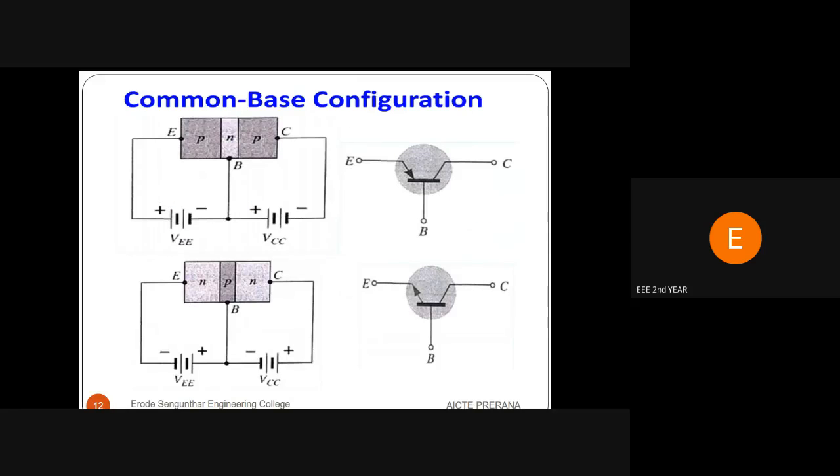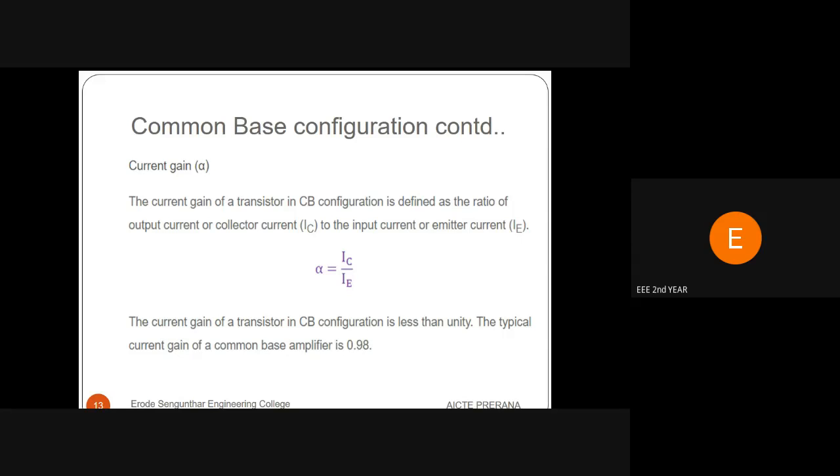The figure shows the schematic diagram of the PNP and NPN transistor common base configuration. From these two figures, the input is applied between the emitter and base, and the output is taken from the collector and base. The input current is the emitter current, the output current is the collector current, and the base is the common terminal between input and output and is connected to ground.